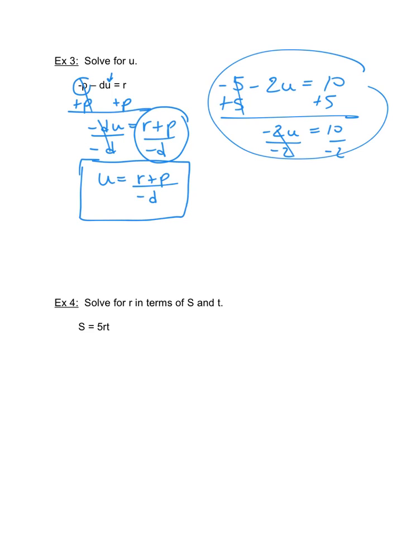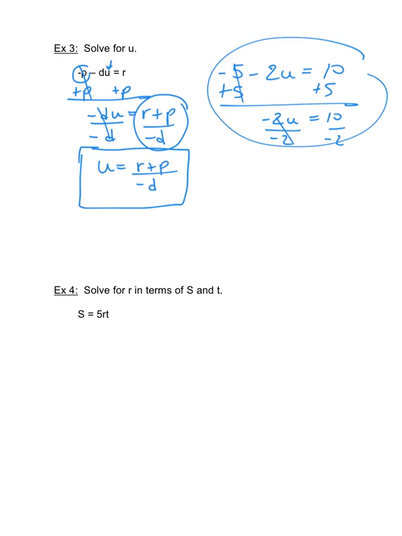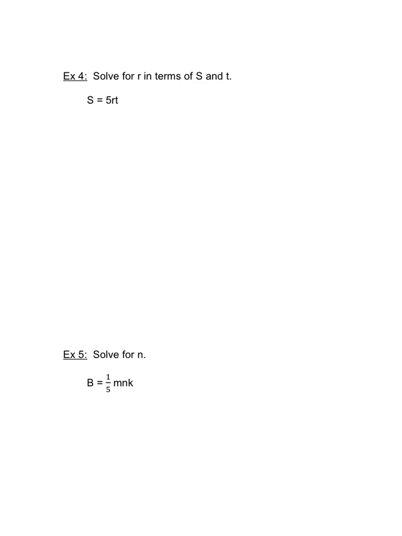Okay, take a look at example 4. Example 4 says solve for r in terms of s and t. So r is here, and it's being multiplied by 5 and t. When you have a variable being multiplied by more than one thing, you can divide by more than one thing at the same time. We're going to divide by 5t. 5 divided by 5 cancels, t divided by t cancels. That brings my r by itself. And then I do the same thing on the other side. I divide by 5t, and then this fraction is my answer, s over 5t, or s divided by 5t.